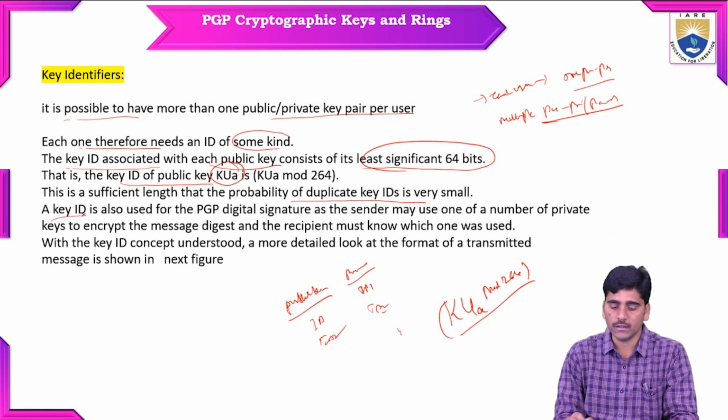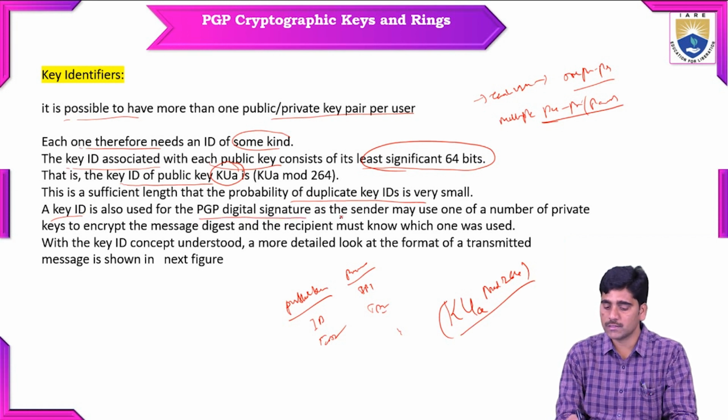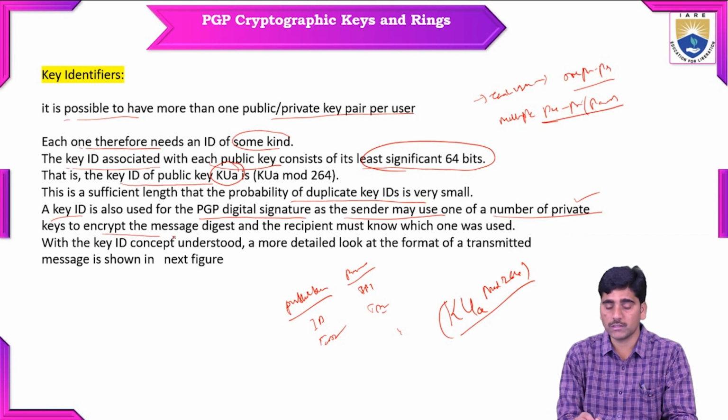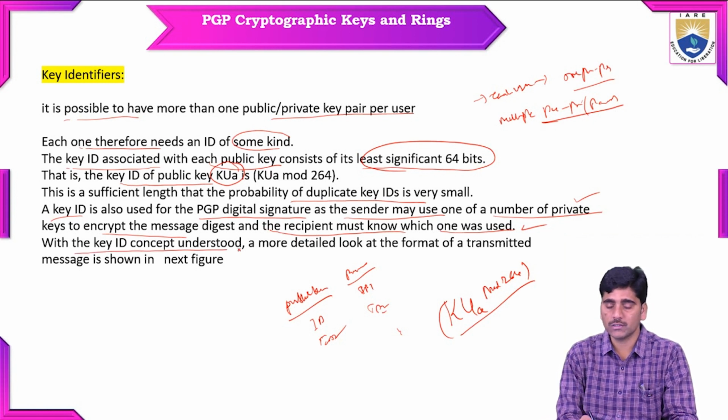A key ID is also used for the PGP digital signature, as the sender may use one of a number of private keys to encrypt the message digest, and the recipient must know which one was used. With the key ID concept, understand a more detailed look at the format of the transmitted message as shown in the figure.